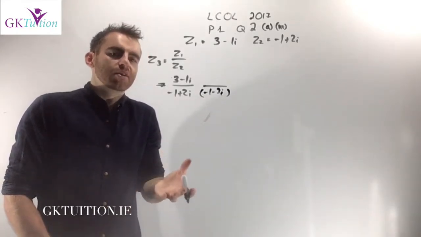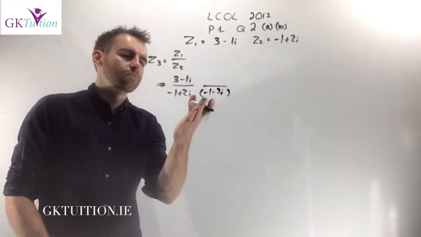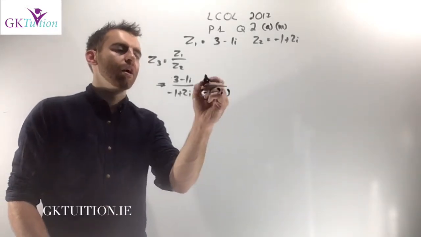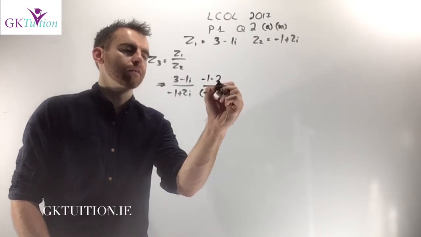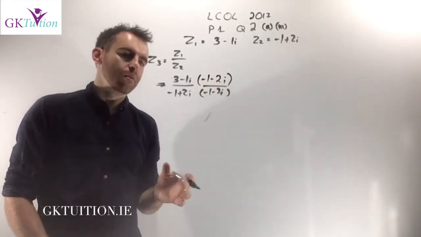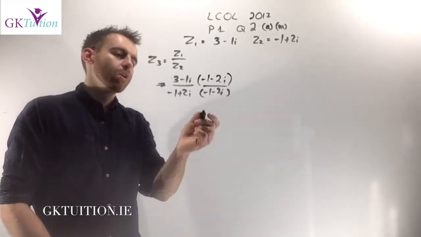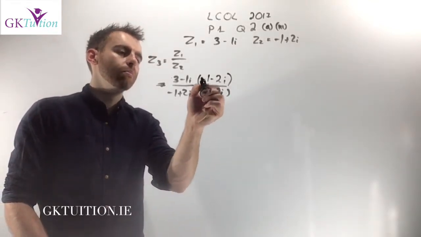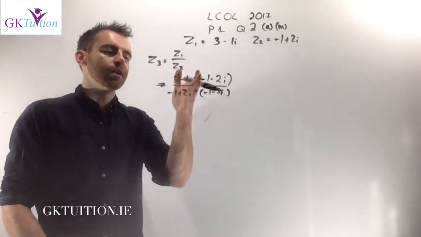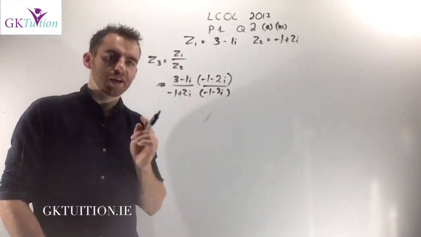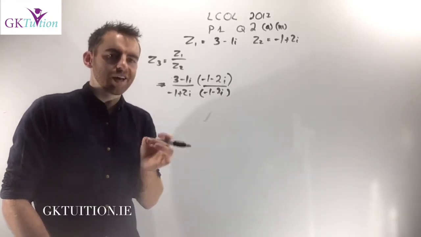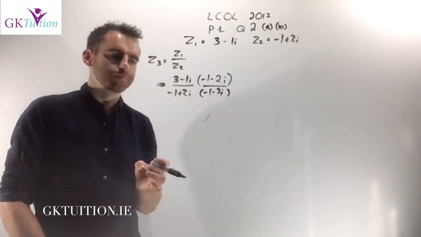But I can't just randomly multiply the bottom of a fraction by minus 1 minus 2i. If I multiply the bottom by that, I also have to multiply the top by that. So I have to multiply the top by minus 1 minus 2i as well. Because notice what you're doing now. You're multiplying the top and the bottom, but it's minus 1 minus 2i over minus 1 minus 2i. If you do the same thing on the top and the bottom of the fraction, it only has a value of 1. So I'm just multiplying by 1. I'm not actually changing the value of the expression.